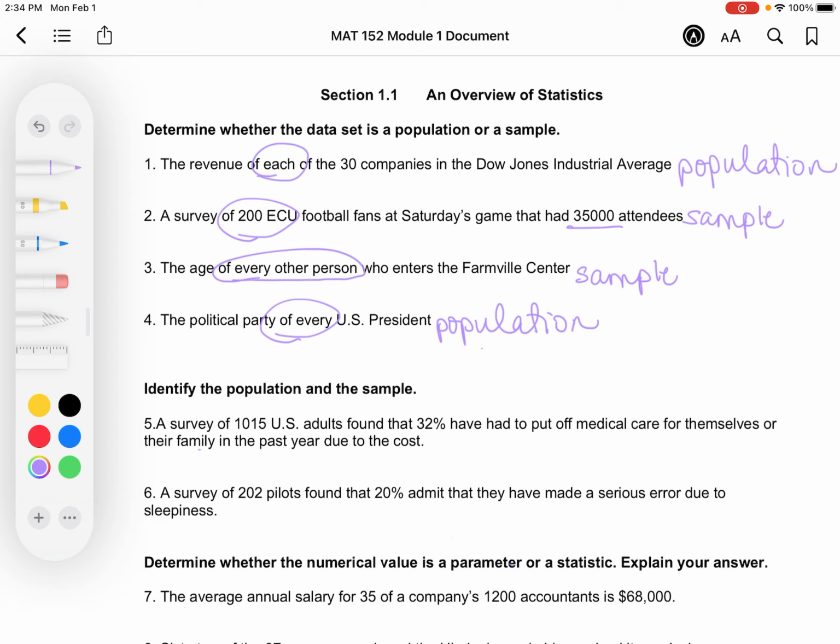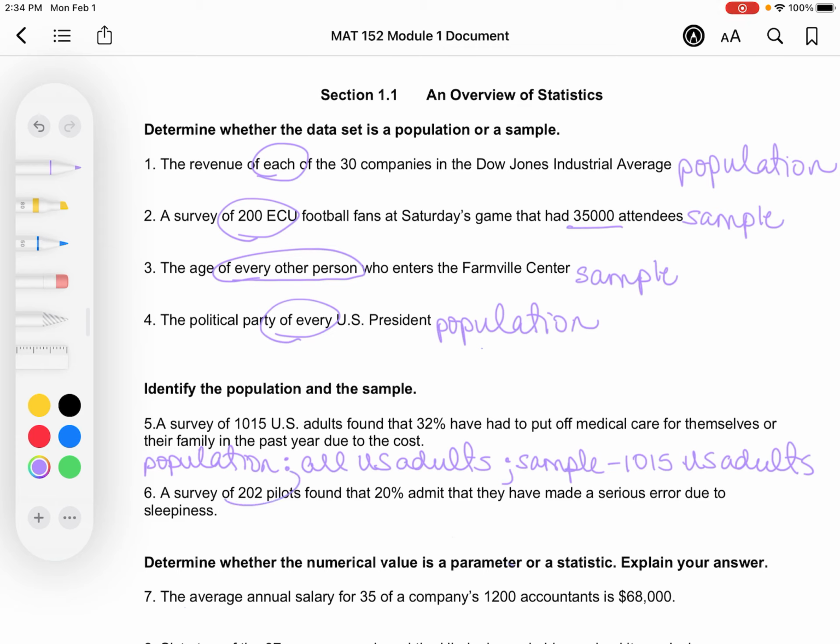For the next section, it wants you to identify the population. What is the population? What is the sample? So number 5, a survey of 1,015 U.S. adults found that 32% have had to put off medical care for themselves or their family in the past year due to the cost. So the population would be what the sample is drawn from, which would be all U.S. adults. And the sample would be 1,015 U.S. adults.